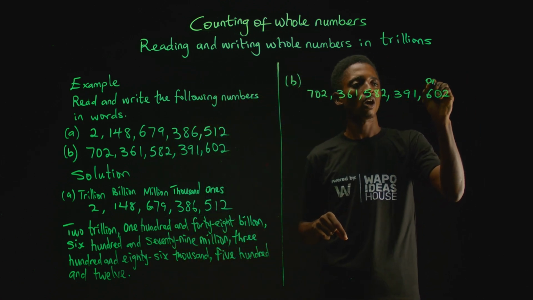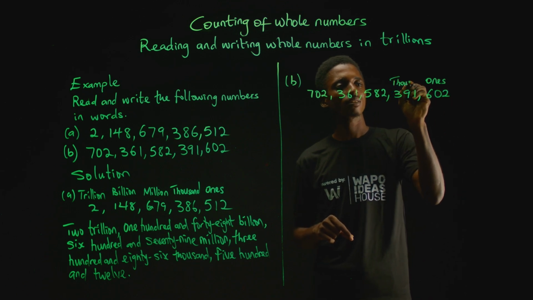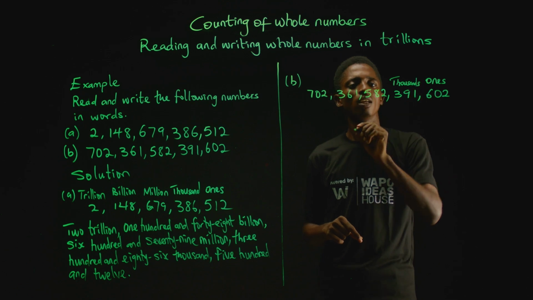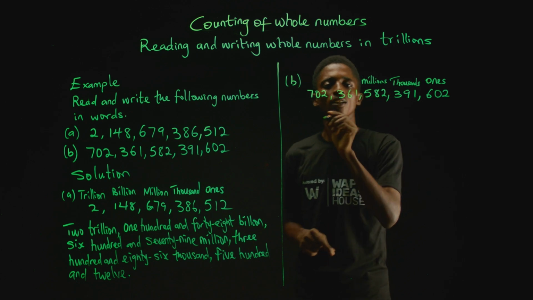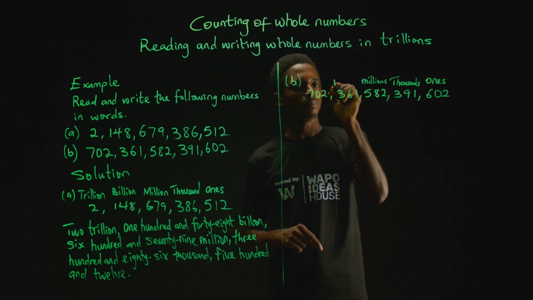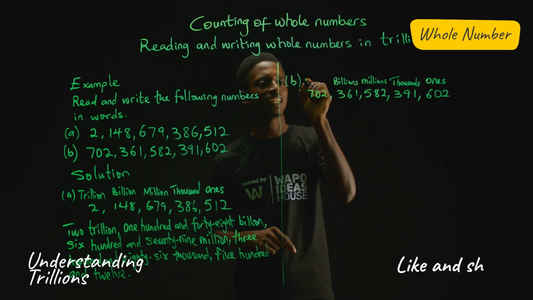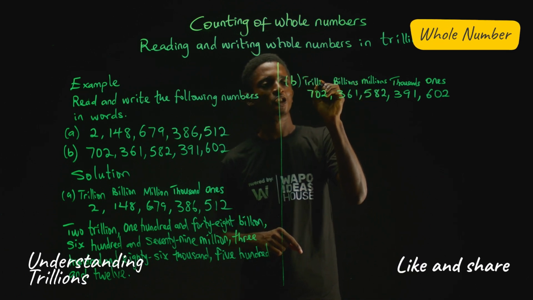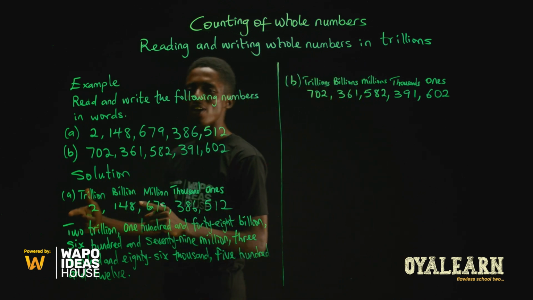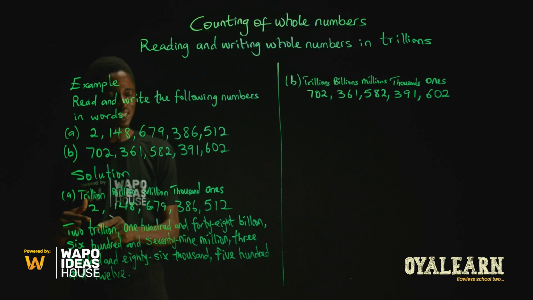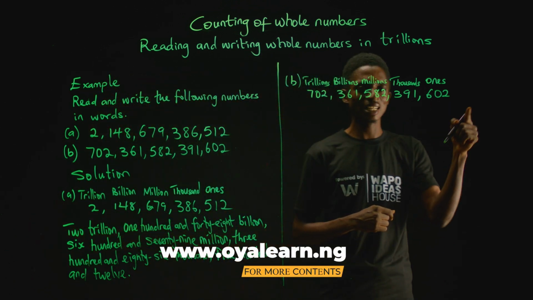We have ones, thousands, millions, then billions. Good. And then trillions. Good. And just as we have done in the first task, we read off the digits and then the place value. We will do the same in this case.